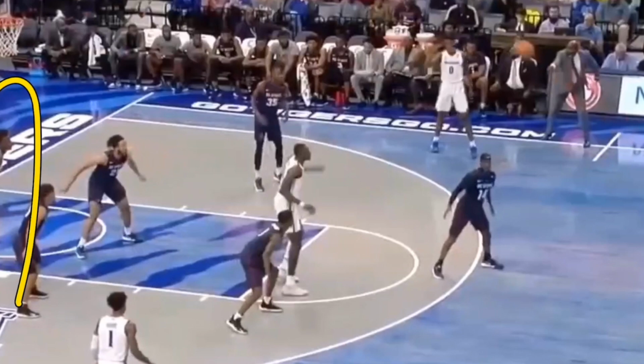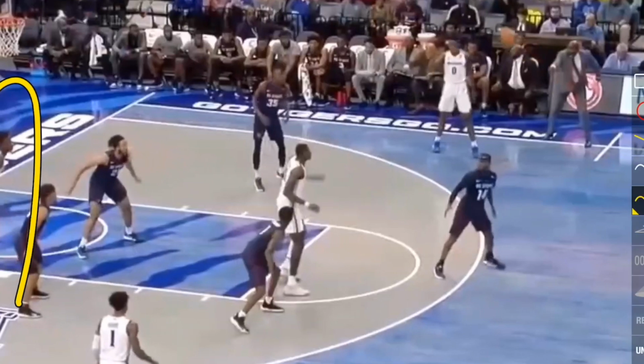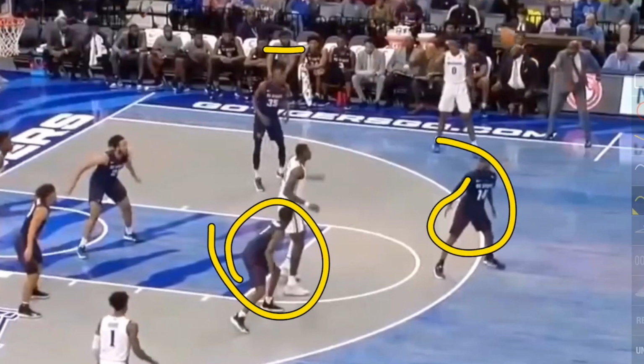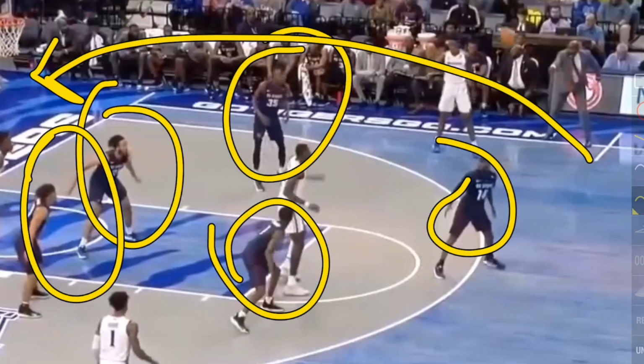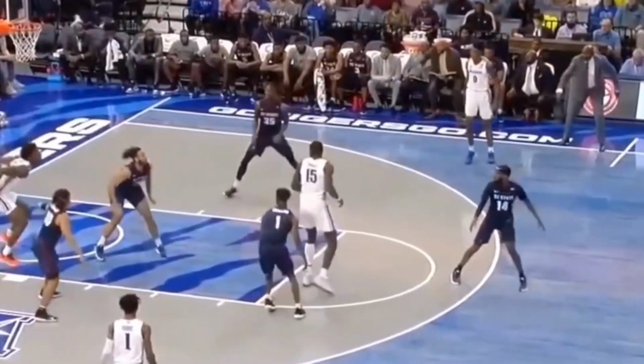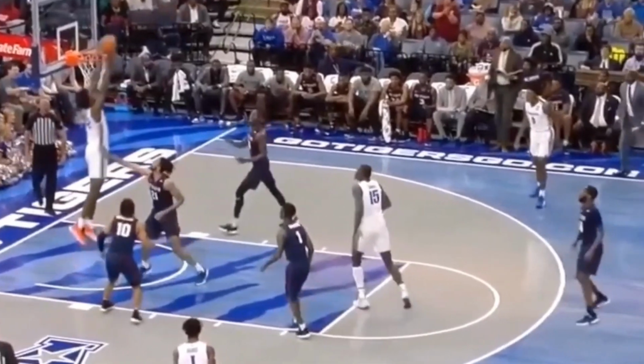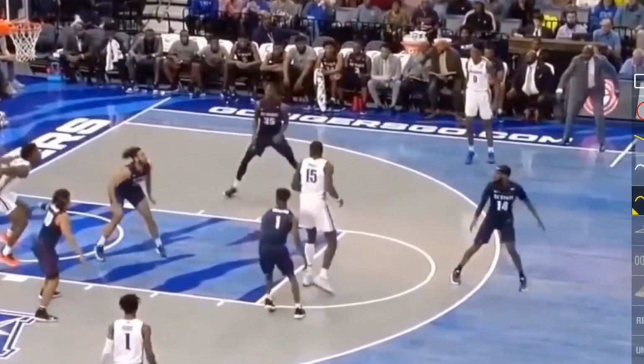James Wiseman, that we see here, is also very good at getting behind the defense, especially against zones like this 2-3 zone, so that point guard is able to pass over the top of the defenders and get an alley-oop dunk.